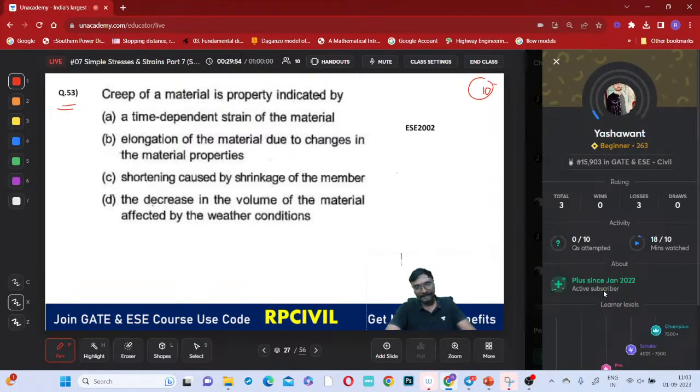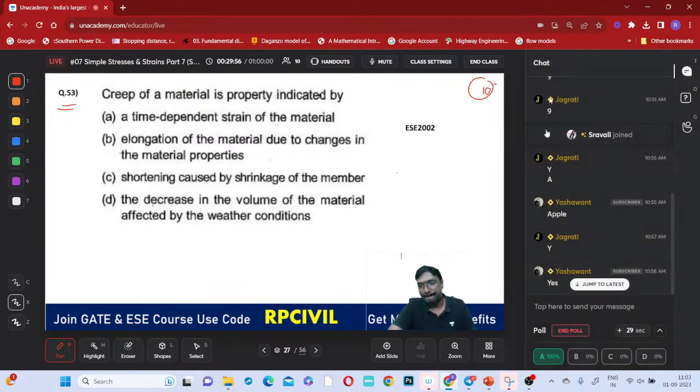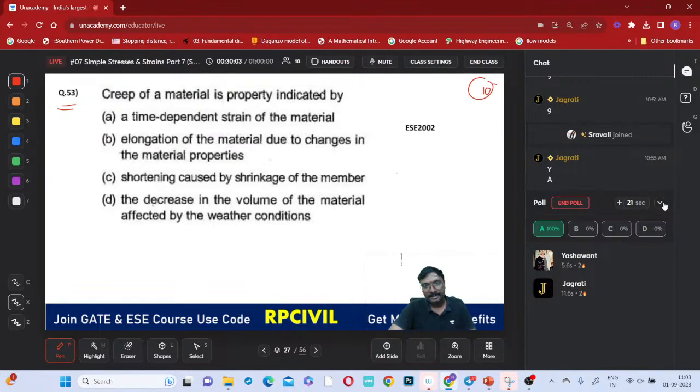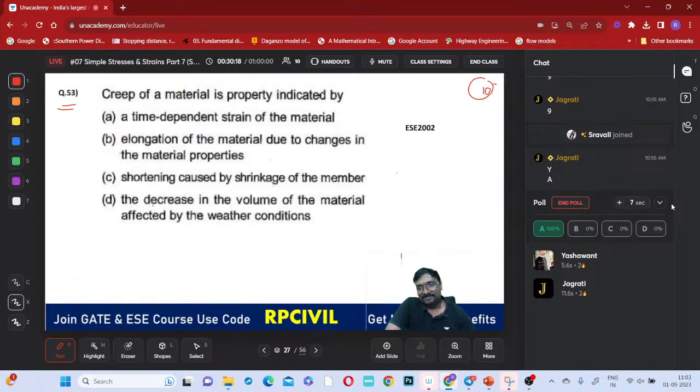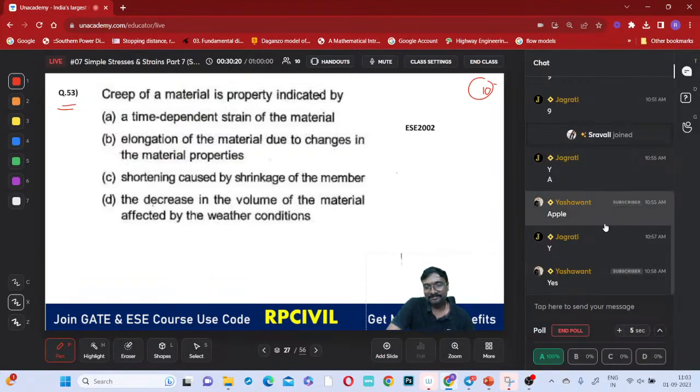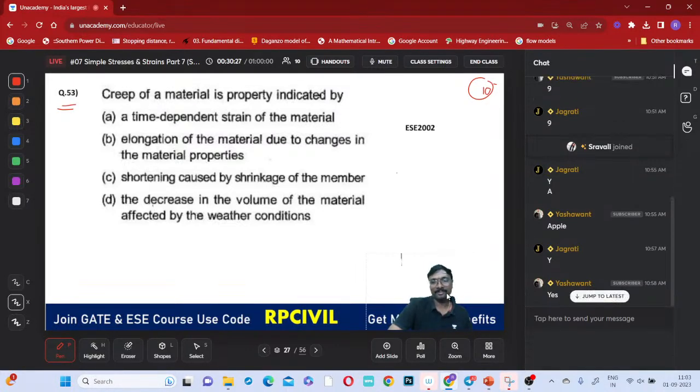Yashwant answered correctly. Jagriti also answered correctly. Pravalika, Sai Teja also answered correctly from YouTube. Green apple this time. Very good. I think you are doing apple farming. Send some apples, one basket of apples to everyone.